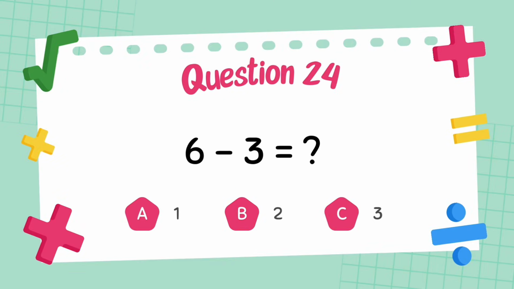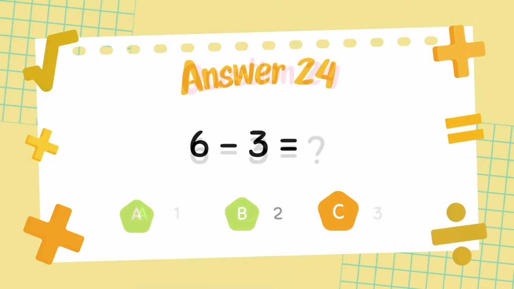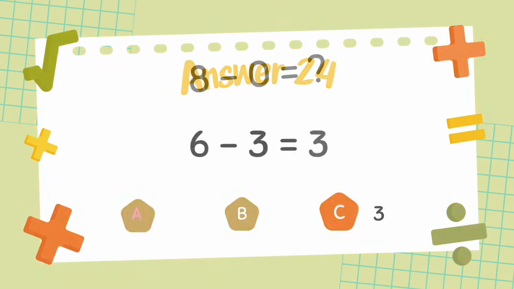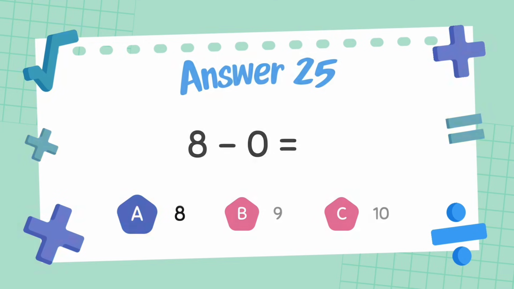What is 6 minus 3? The answer is 3. What is 8 minus 0? The answer is 8.